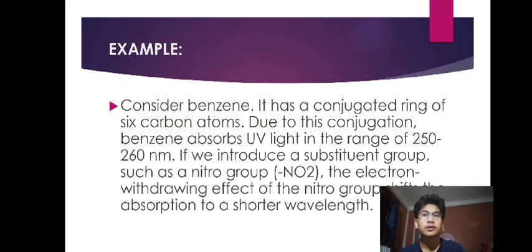For example, consider benzene. It has a conjugated ring of 6 carbon atoms. Due to its conjugation, benzene absorbs UV light in the range of 250 to 260 nm. If we introduce a substituent group such as a nitro group, the electron withdrawing effect of the nitro group shifts the absorption to a shorter wavelength.